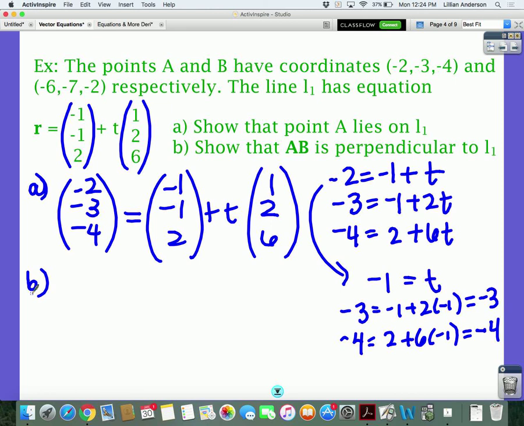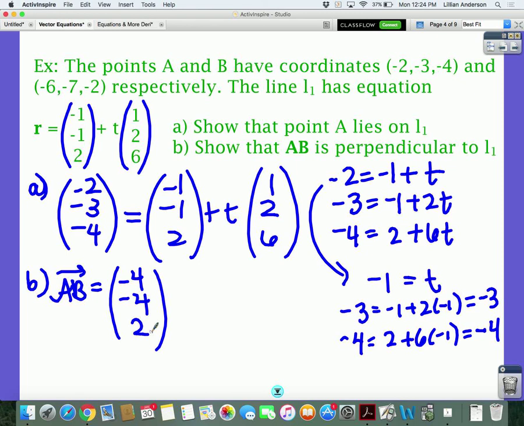Now it says show that vector AB is perpendicular to L1. Well, do we have vector AB yet? No, we just have the points, so we actually have to find vector AB. How do we find vector AB? Subtract B minus A. So if I do B minus A, what's -6 minus the -2? What is -7 minus the -3? What is -2 minus the -4? So we have this vector.